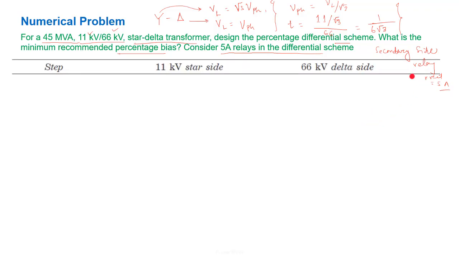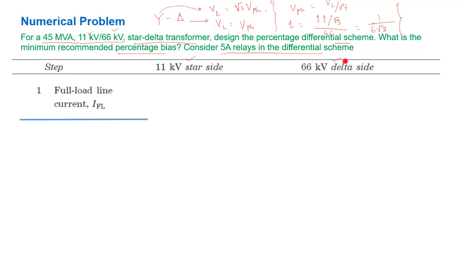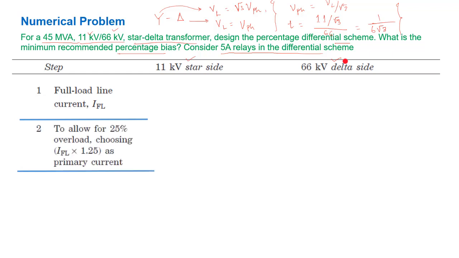Okay. So, now let us design. Here we will talk about the different steps of design, and this will be for both sides of the design. First we will do it simultaneously for 11 kV, that is the star side, and then we will do the 66 kV delta side. Let us first find the full load current. So, these are the steps, let us note them down.